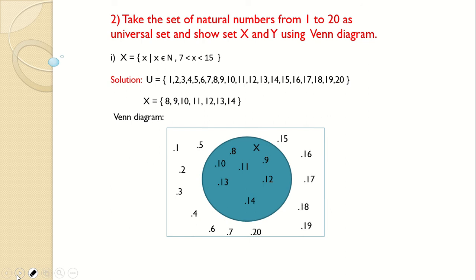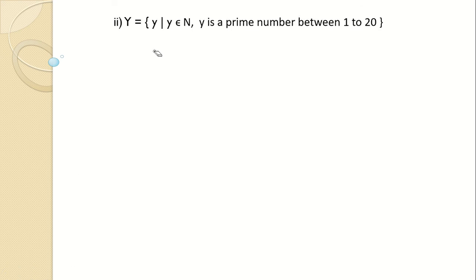Okay, similarly now the second sum we will see. How are we going to do it? Y is equal to the set of all y's such that y belongs to the natural numbers and y is a prime number between 1 to 20. Okay, in the previous video we have seen what prime numbers are. Prime numbers are those numbers which are divisible by 1 and that number itself.